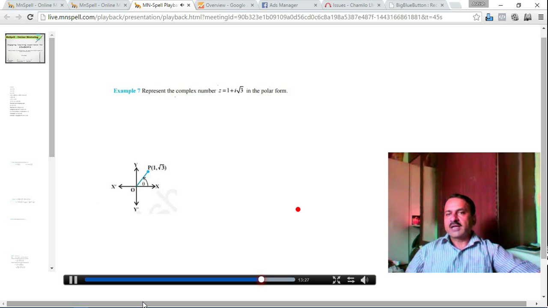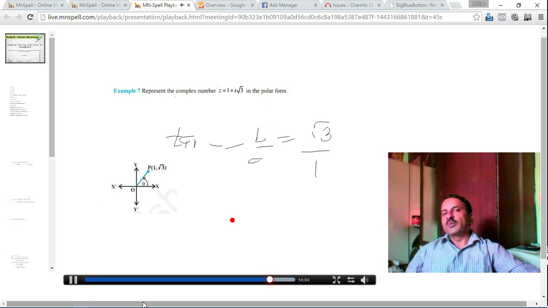Now I come to argument. What is the meaning of argument? Argument means the angle made by this line with the positive x-axis. You can see this angle theta. The angle between the line segment OP and x-axis is known as argument. We have to find this angle theta. The formula is tan theta equal to b upon a. What is b? It is root 3, imaginary part. And what is a? It is real part, 1. So we have got tan theta equal to root 3.